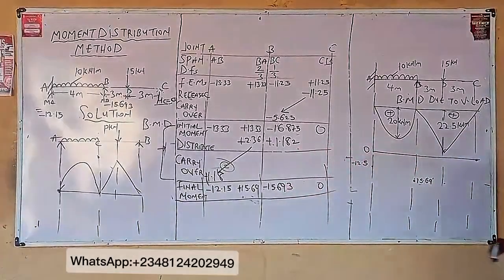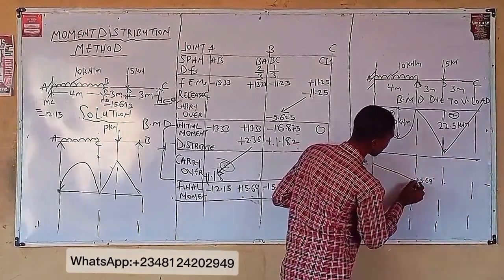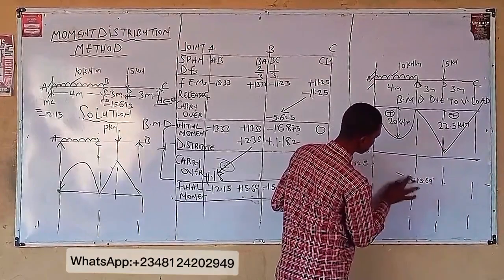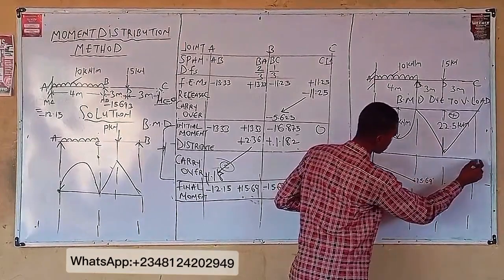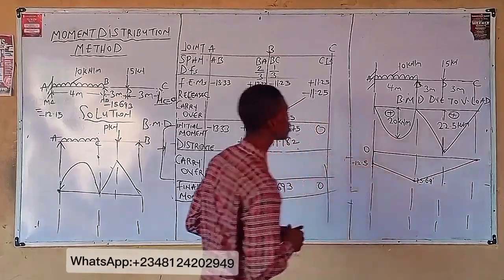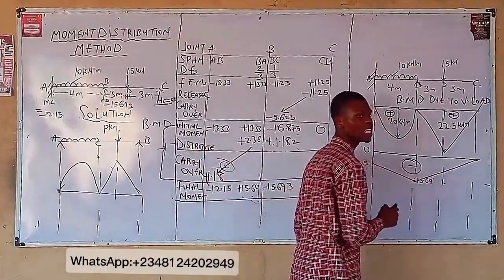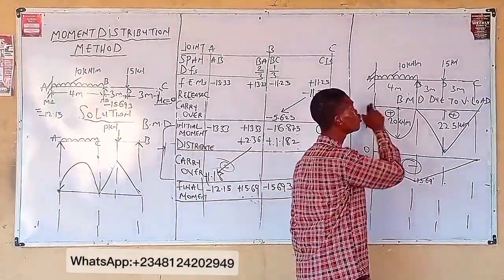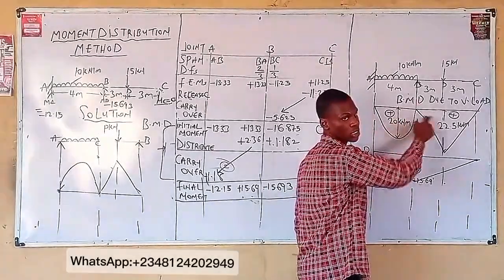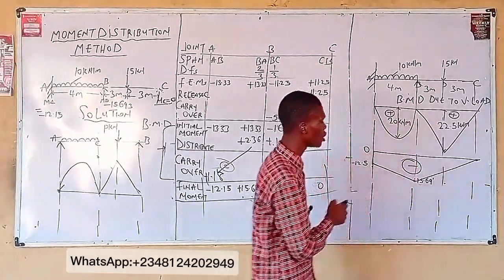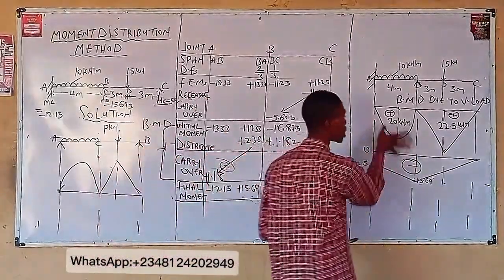0. Now, join this line. So this is what we have. Any question? And this is always negative. The nature of your bending moment due to the support reaction is always negative, while for your vertical loading it is always positive.